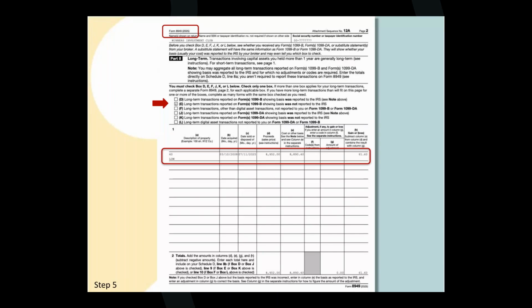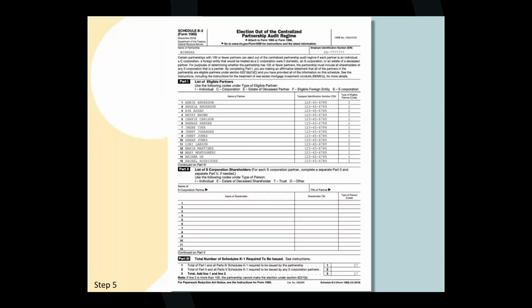There will also be some supplemental forms your club may have. For example, if your club has opted out of the CPAR partnership audit requirements, you'll have a form called Schedule B2. It lists all of your club members, their tax IDs, and the type of entity they are. For investment clubs that can use Bivio, these should all be listed as I for individual.